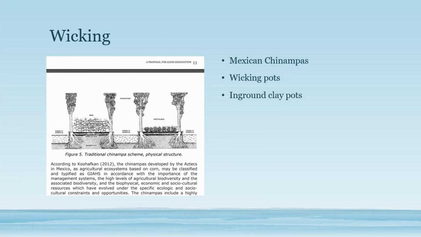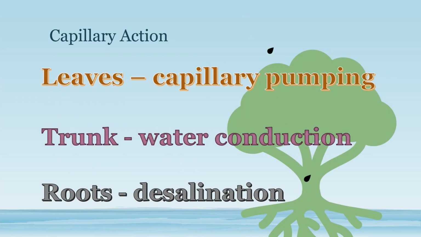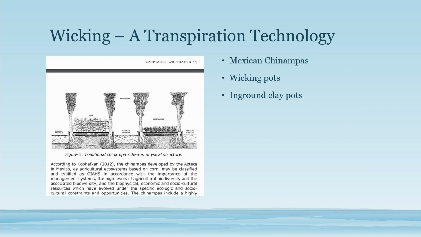Another ingenious technology is wicking. As water evaporates from the leaves, it creates a miniature vacuum. This vacuum begins the process of sucking water up through the tree's capillaries. So the leaves do capillary pumping, the trunk is a water conductor, and with capillary action, the roots perform desalination. One of my favorite technologies is wicking. I use wicking pots and I use it in the ground, and it's helped our food forest survive droughts and periods when we've been away on holidays.